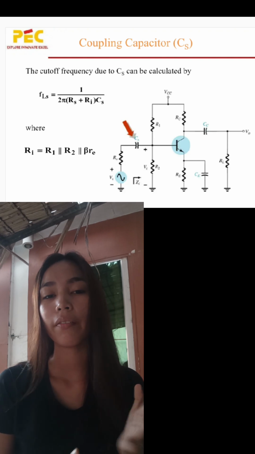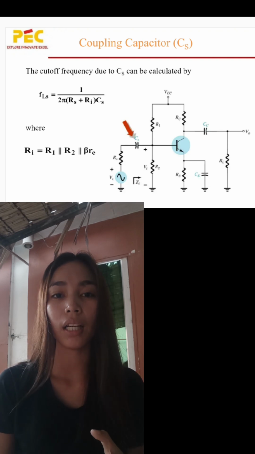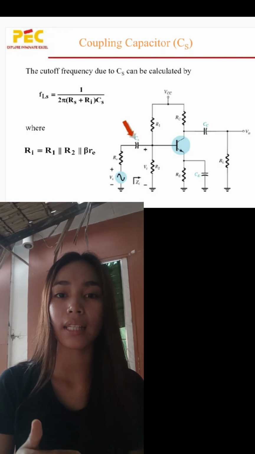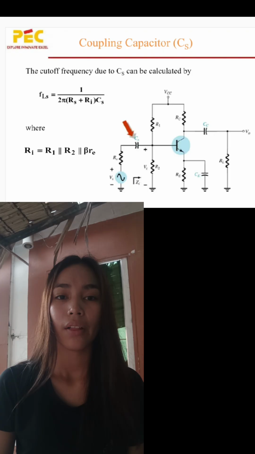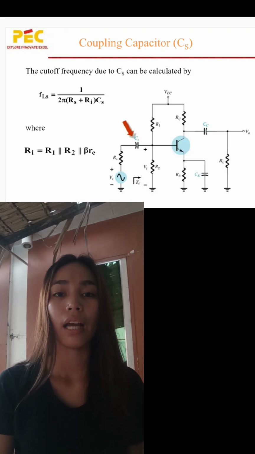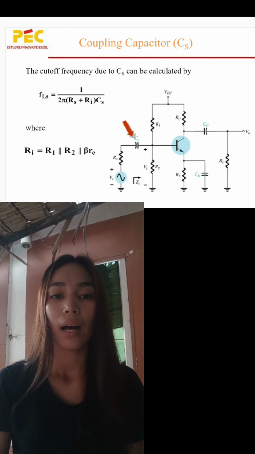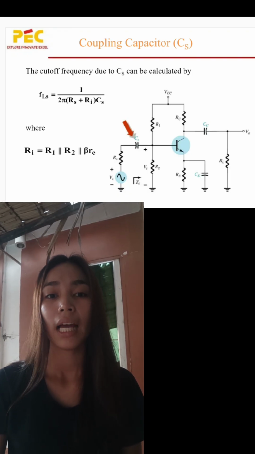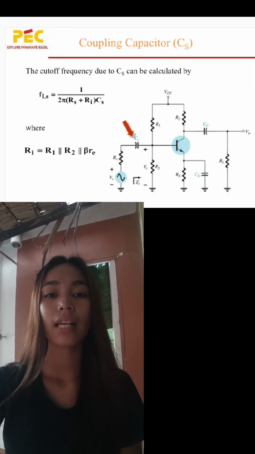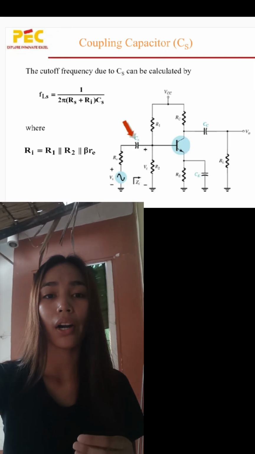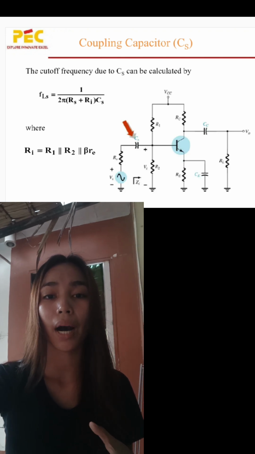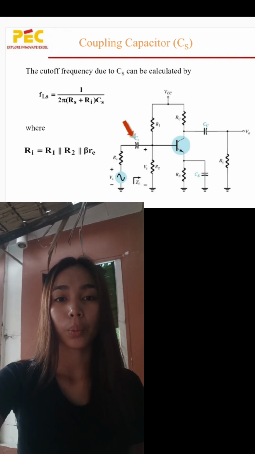So the R from the original formula will be replaced by Rs plus Ri, which gives us the formula that we will be using: F sub Ls equals 1 over 2 pi times (Rs plus Ri) times Cs. Ri, the input resistance, is equal to R1 parallel to R2 parallel to beta re, where re is the small emitter resistance.